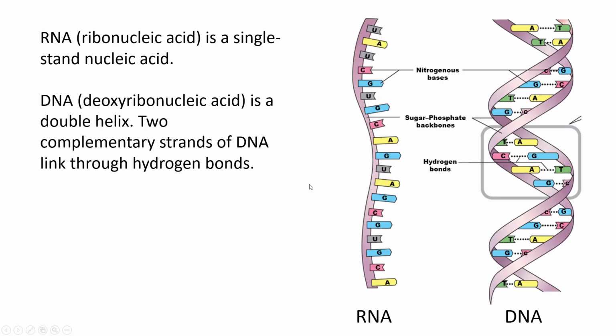Structurally, DNA and RNA are nearly identical. RNA is ribonucleic acid. It's a single-stranded nucleic acid, so right away that's one difference. DNA is typically double-stranded, as you can see here, forming a double helix with 2 complementary strands of DNA linked through hydrogen bonds. RNA also has ribose sugar instead of deoxyribose, and finally RNA has uracil, here shown with a U, rather than thymine.